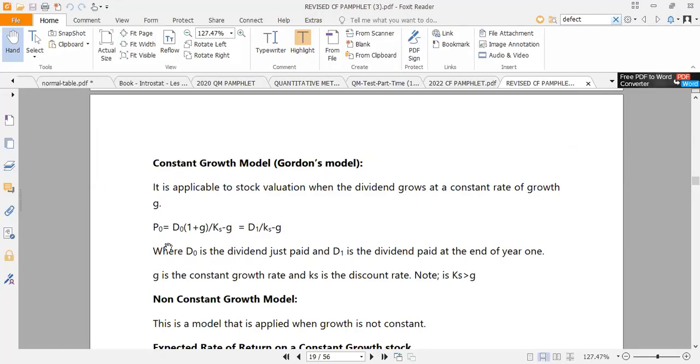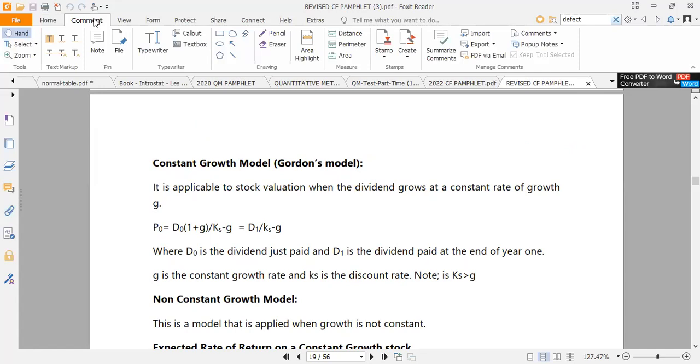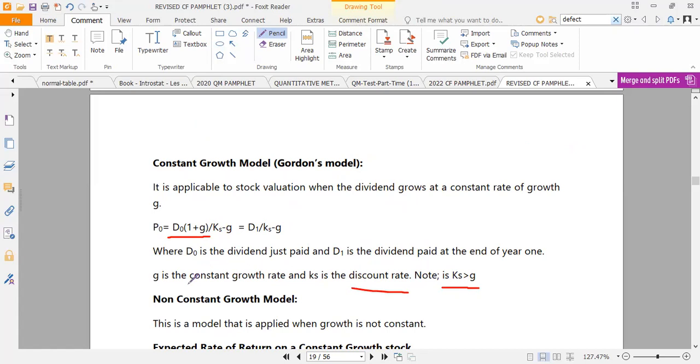Yes. So we're using the value of common stock, which is D0(1 plus growth) over K minus G, where K must always be greater than the growth rate. That is the requirement. K is simply the appropriate discount rate, whereas G is a constant growth. And D1 is the dividend paid at the end of year one. If it's D0, it has just been paid.